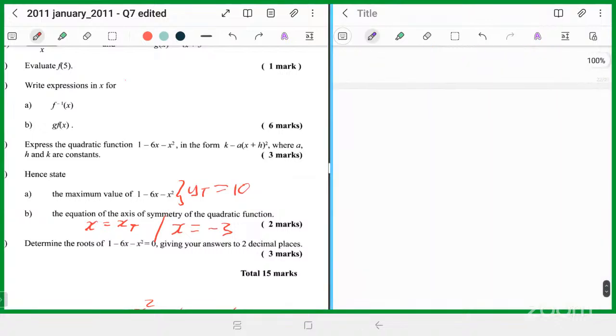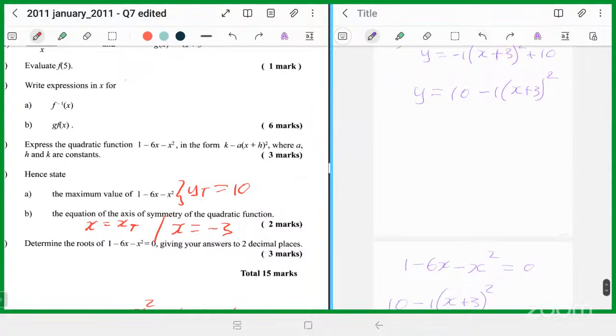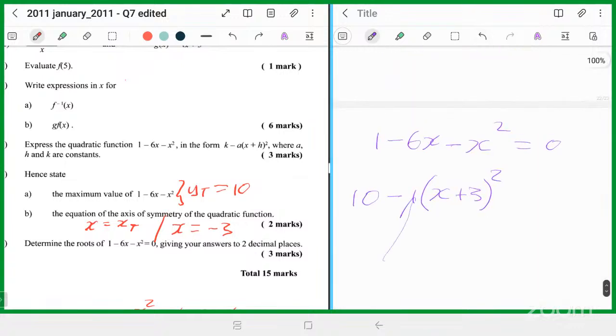So they gave us this thing to solve: 1 minus 6x minus x squared equals 0. But this expression, what we just completed the square for, in the vertex form, it is 10 minus 1 bracket x plus 3 squared. Same thing, obvious right there. I don't need this one right here now, so I'm going to take it off. Put this as equals 0.